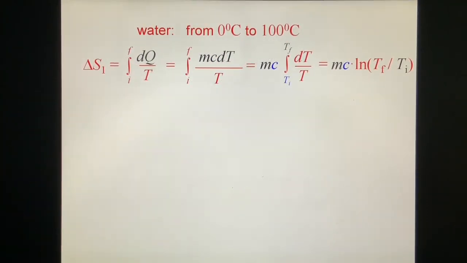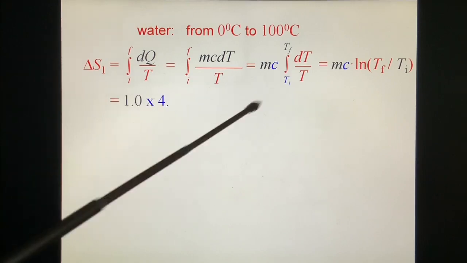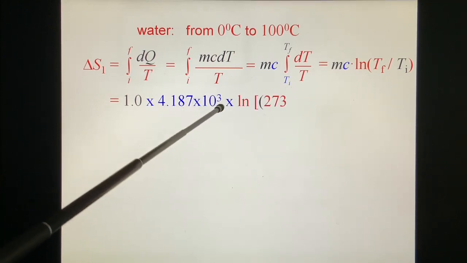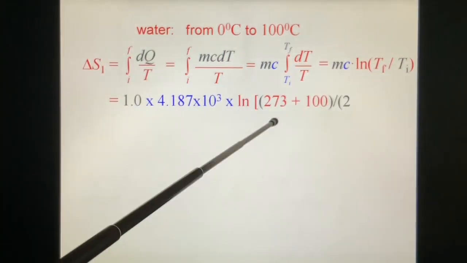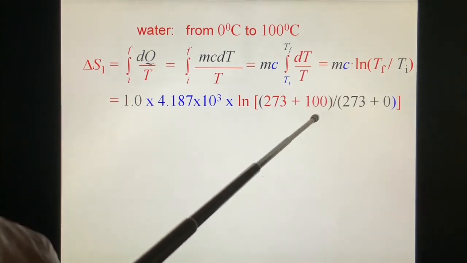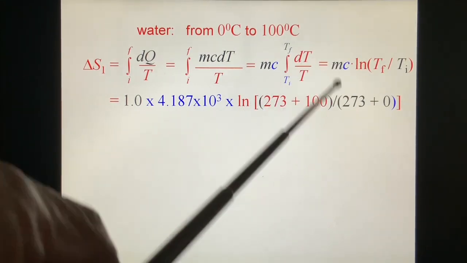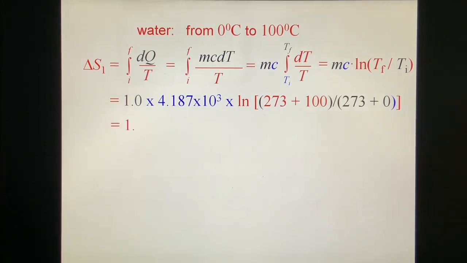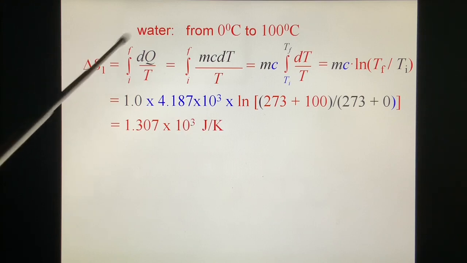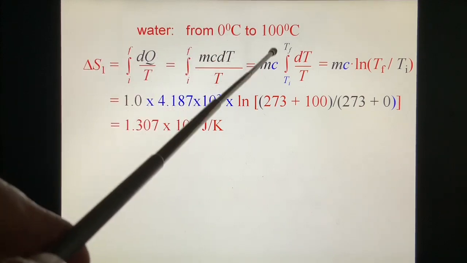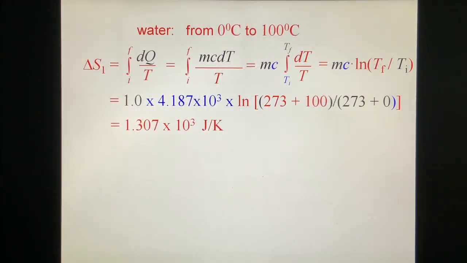Then we put the numbers inside. The specific heat is 4.18 kilojoules, and these two temperatures have to use Kelvin. The 100 degrees Celsius becomes 373 Kelvin and the 0 degrees becomes 273 Kelvin. And we get this number. This is the entropy change when water goes from 0 degrees Celsius to 100 degrees Celsius in the liquid state.